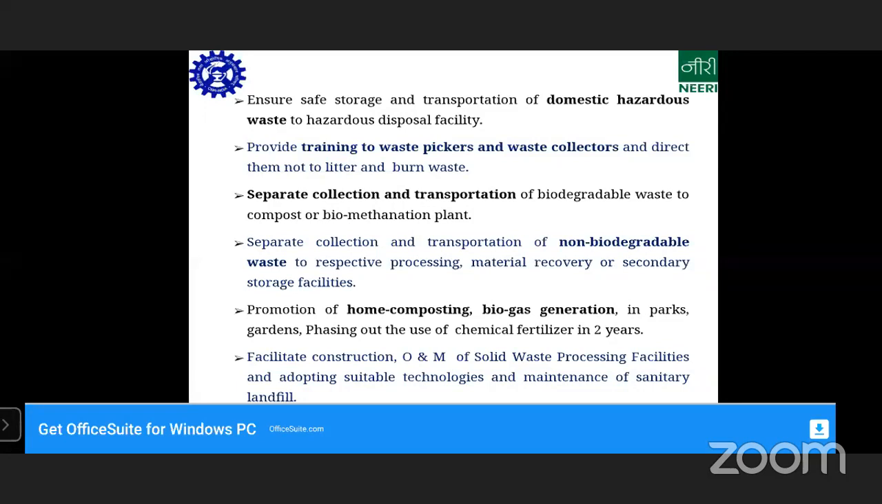So provide training to the waste pickers and collectors. Then separate collection and transportation for the different types of waste. Then you have to facilitate construction and operational maintenance of the solid waste processing units and facilities. So these also have to be looked into by the local authorities.